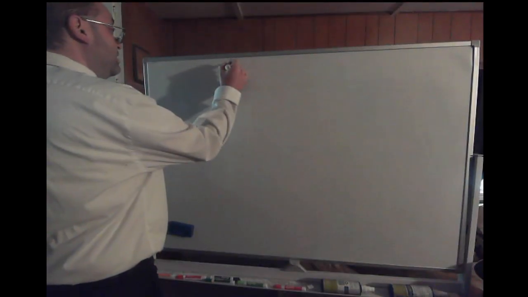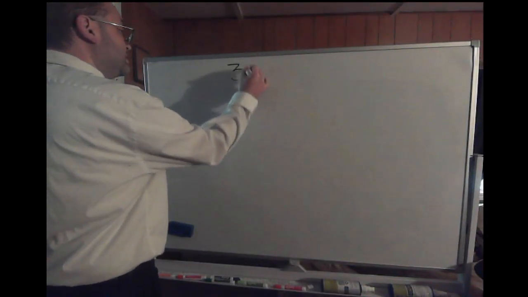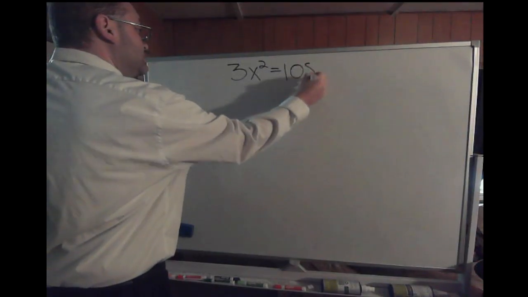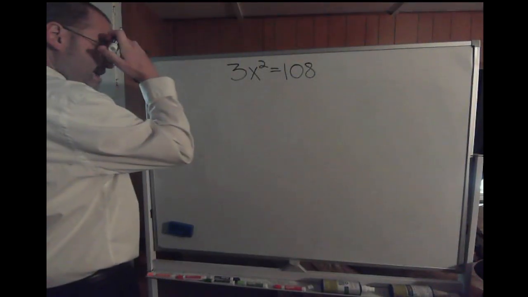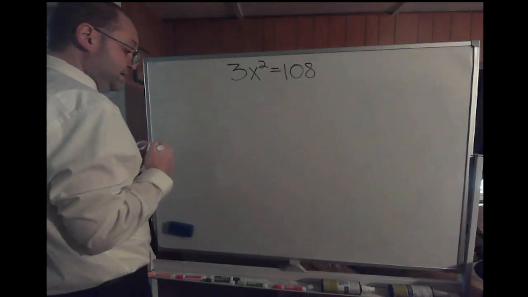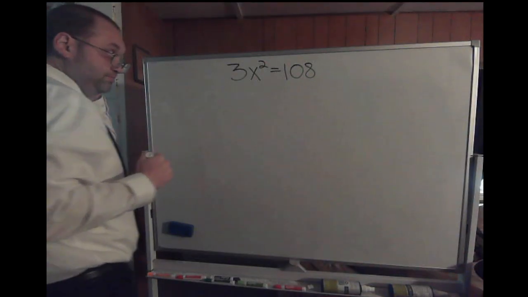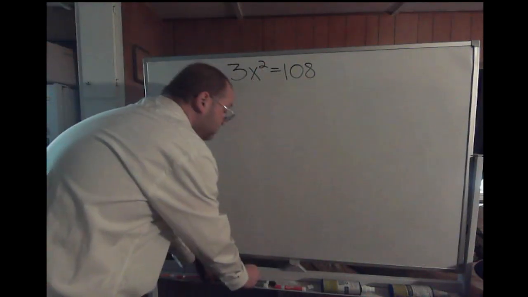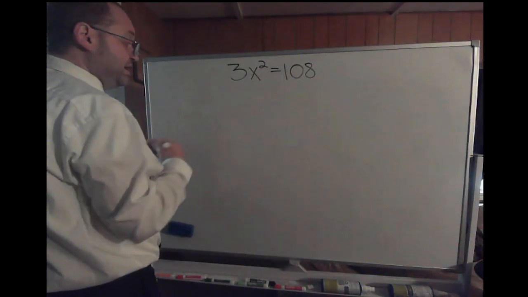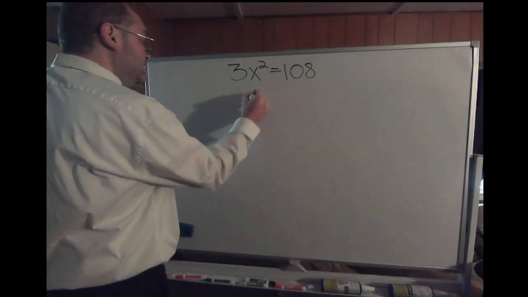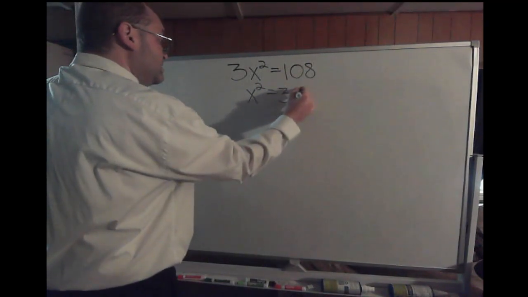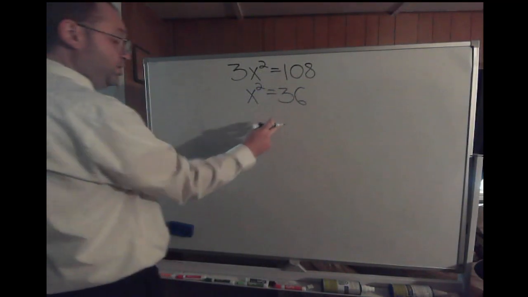Alright, how about 3x squared equals 108? So we have 3x squared equals 108. Well, first thing you want to do, of course, is get that x squared by itself, so divide both sides by 3. If you do that, you get x squared is equal to 36, which is now something we can work with.